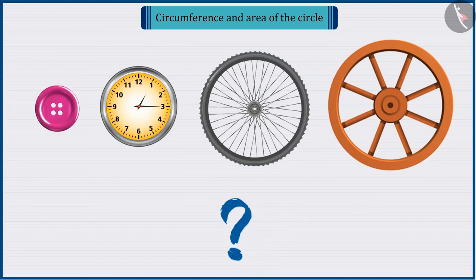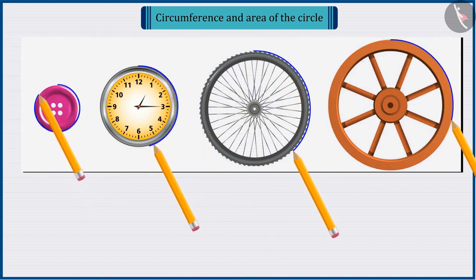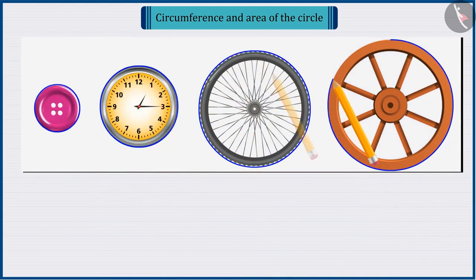Can you draw these circular objects around you and find their area? If we trace these objects on a paper, we can easily find their areas.